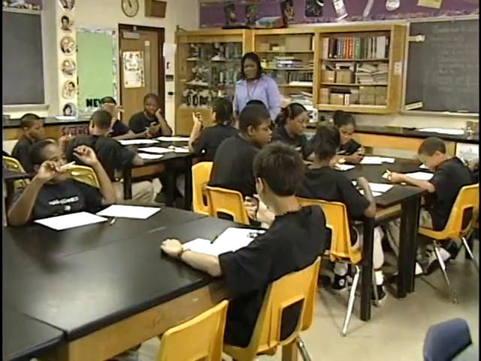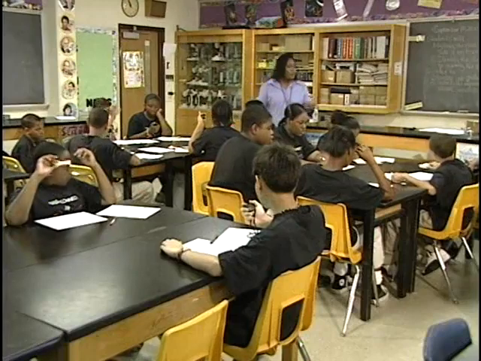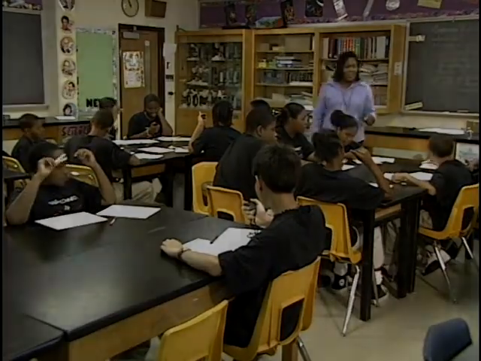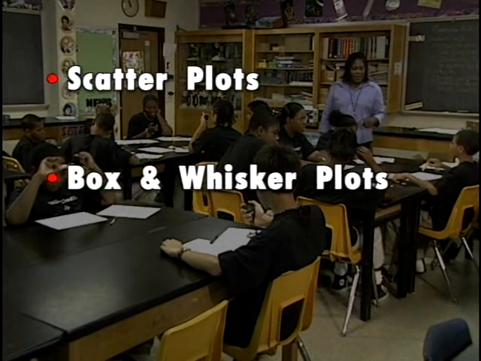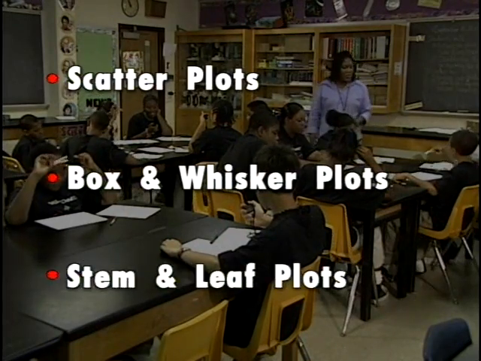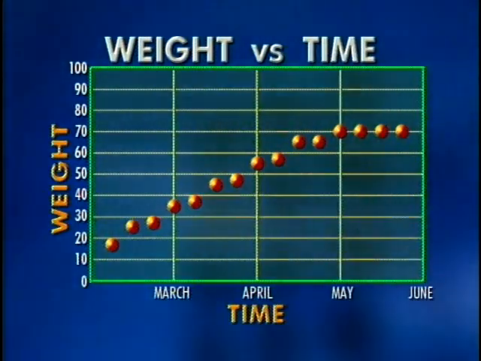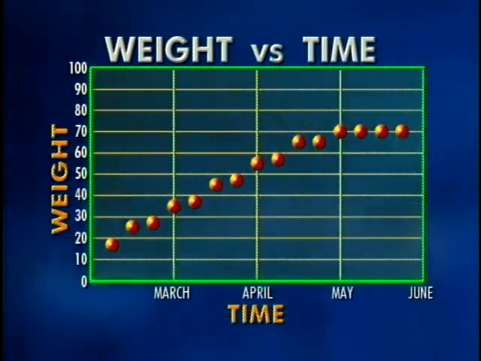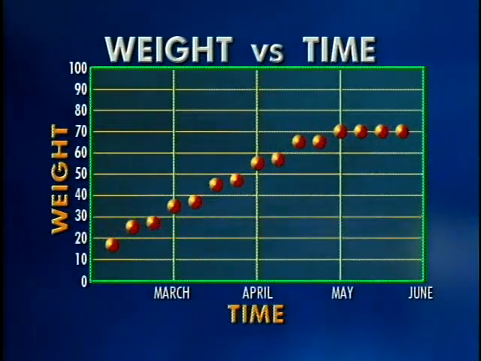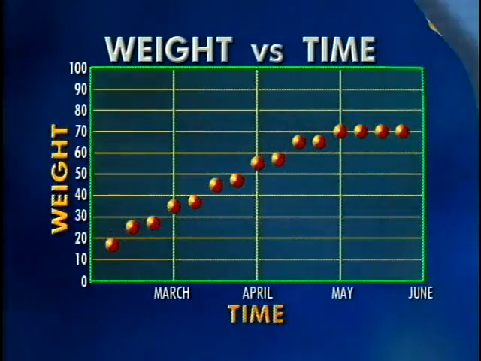Before you begin the activity, it's a good idea to review how to make and interpret 3 types of plots: scatter plots, box and whisker plots, and stem and leaf plots. Do you remember what a scatter plot is? A scatter plot is a graph that displays 2 variables as ordered pairs. You can use a scatter plot to determine how one variable relates to another.